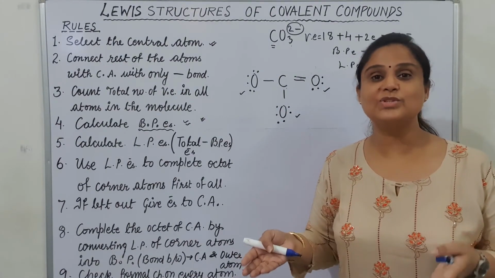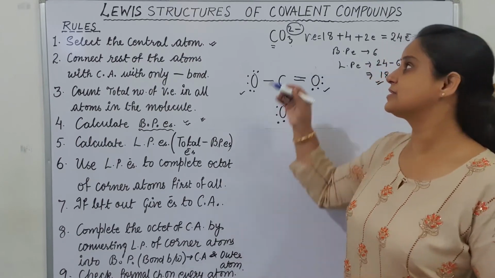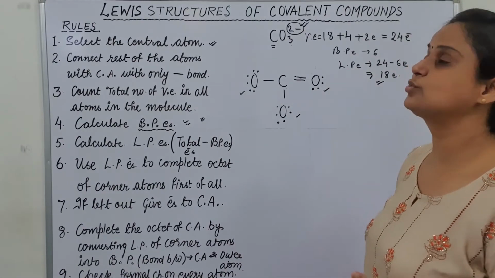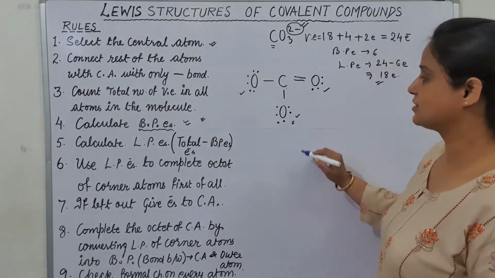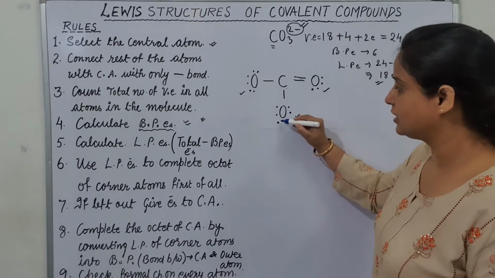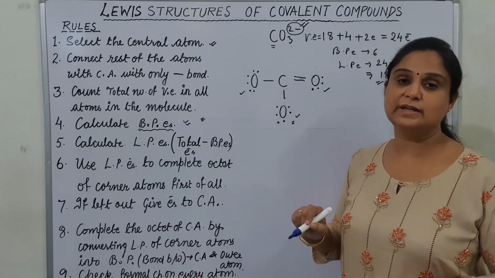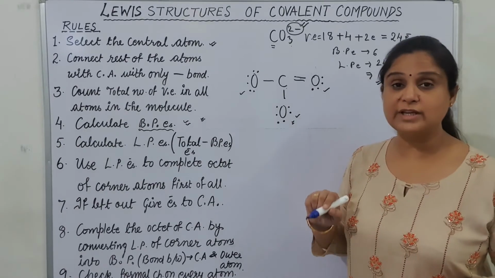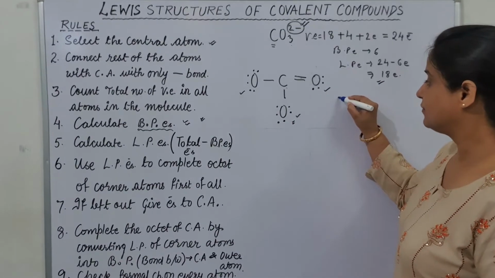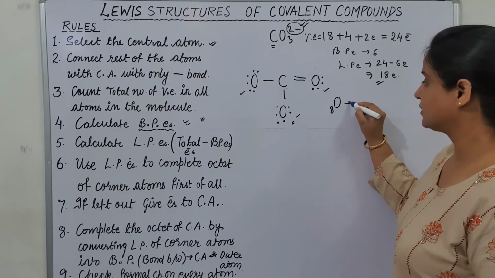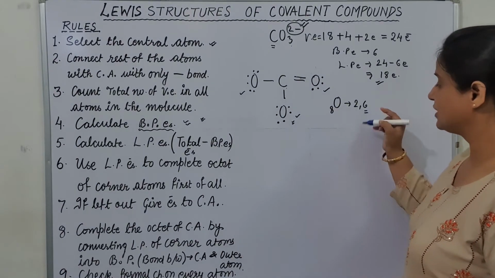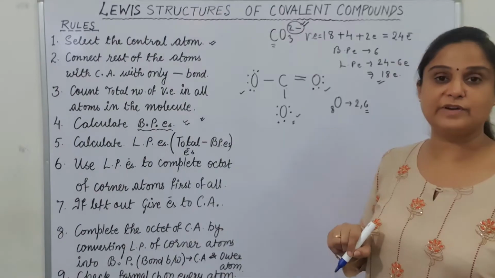Now where to use the negative charge? Because this carbonate ion is having 2 negative charge on it. In this oxygen we can see 1, 2, 3, 4, 5, 6, 7 electrons in the outermost shell of oxygen. How many should there be? Oxygen is 8 and the configuration is 2, 6. So there must be 6 electrons in the outermost shell of oxygen.